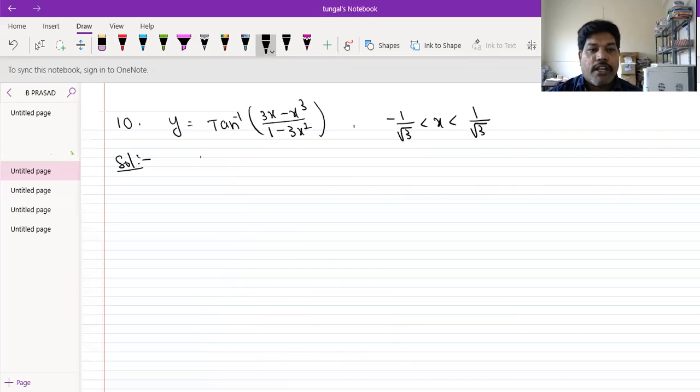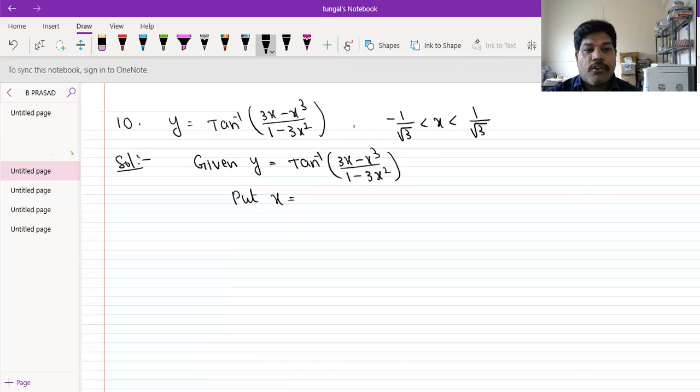First, what we have to take is the given function. Given y is equal to tan inverse of (3x minus x cube) by (1 minus 3x square). Then we will take the same model. First we will put x is equal to tan theta. Why are we taking that? Put x is equal to tan theta, then what happens?